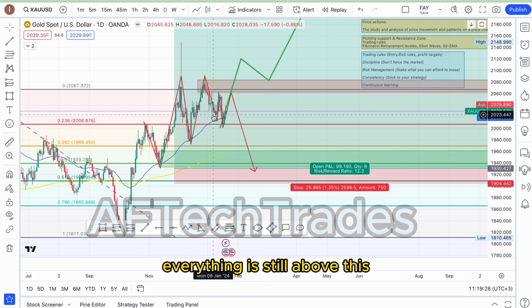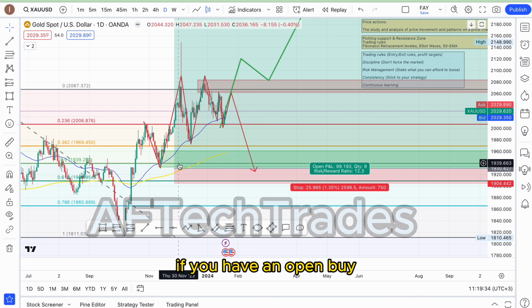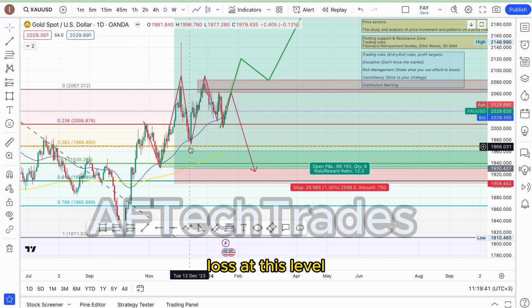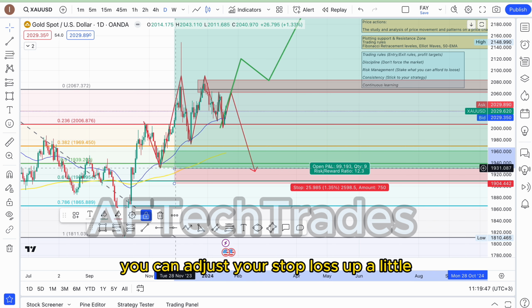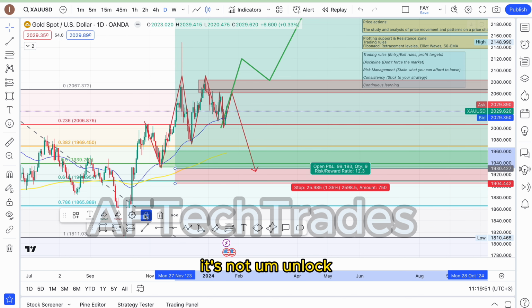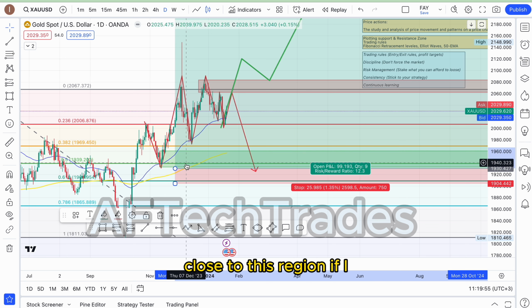Everything is still above this. There is currently a consolidation which will not make us place a market order. But if you have an open buy, if you had entered the market from here with this stop loss at this level, you can adjust your stop loss up a little. It's not unlock. You can adjust and bring your stop loss close to this region.